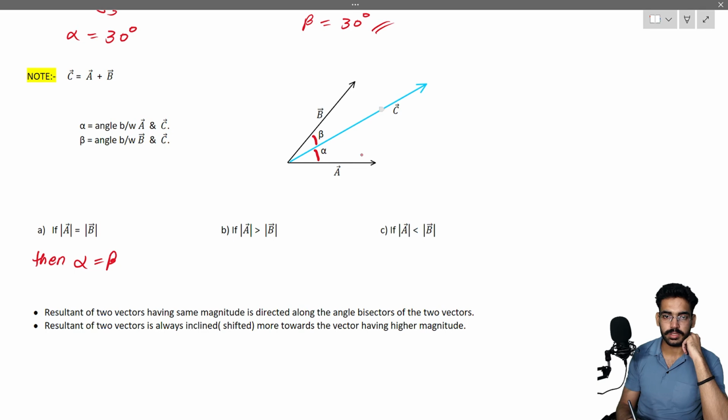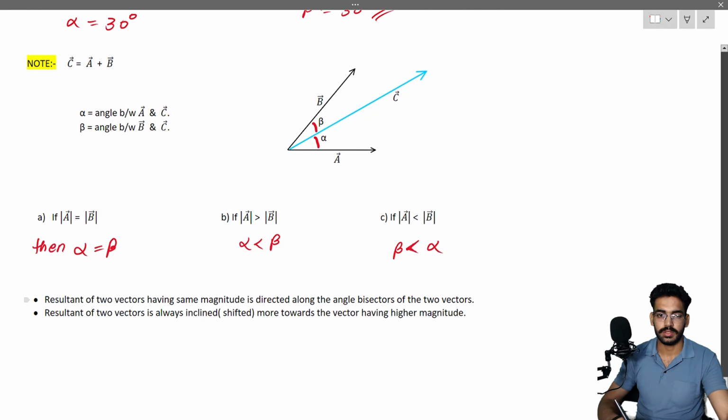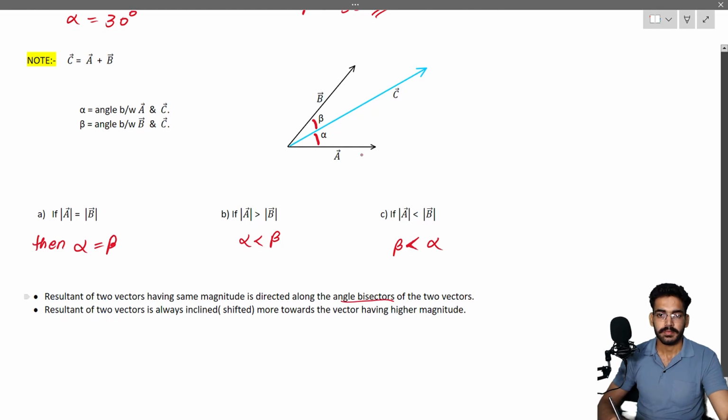Okay, they will make the same angle with the resultant of vectors A and B. If A is more, it will incline towards A more, okay, the resultant vector will be inclined towards A. So your alpha will be less and beta will be more, like this. And if your B is high, the resultant will be inclined towards B. So your beta is smaller than alpha, that's how you write. So this is only written here. Angle bisector means it will bisect the angle, and these angles will be equal.